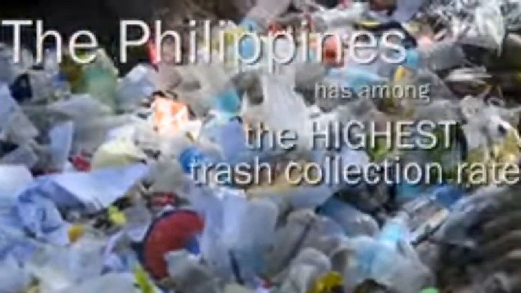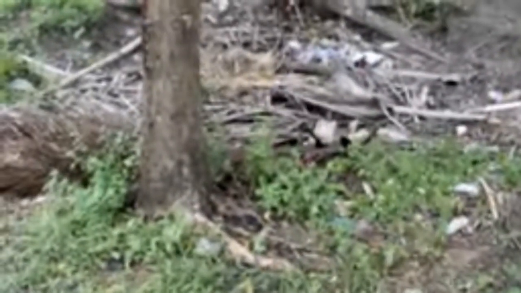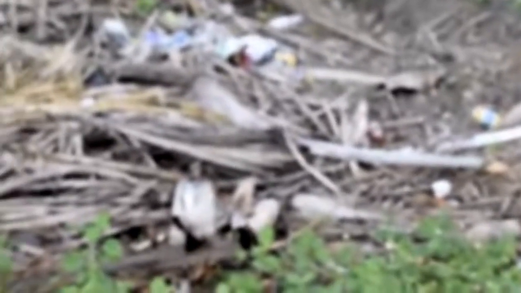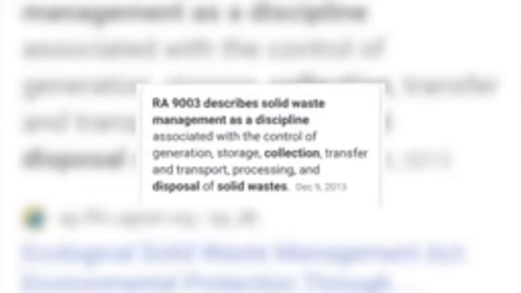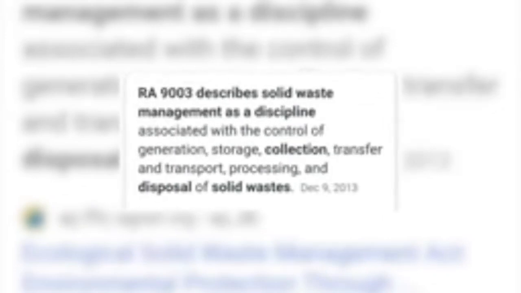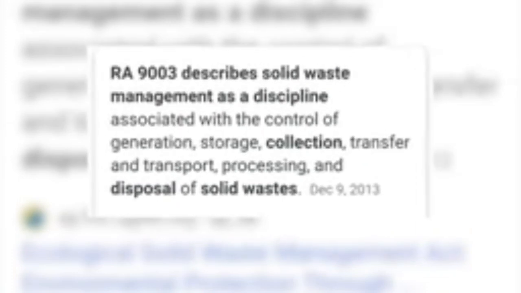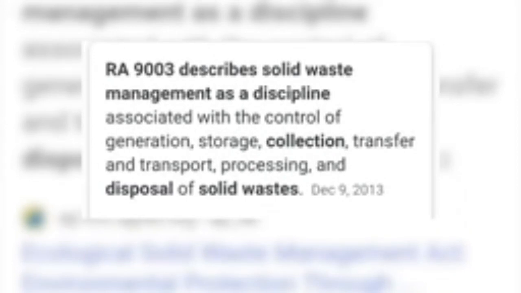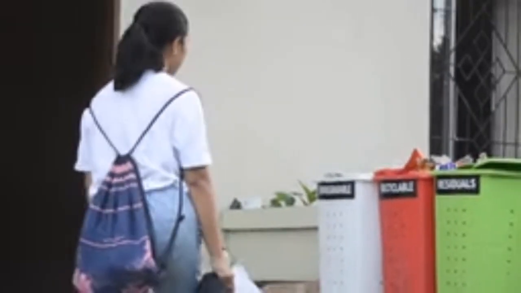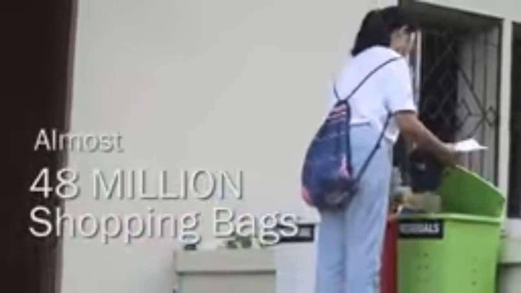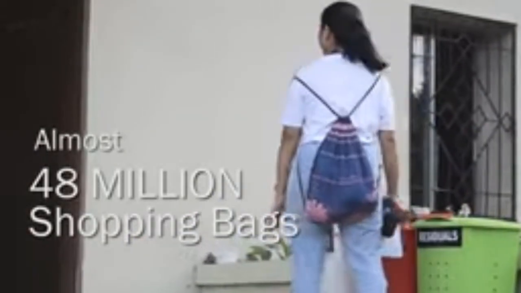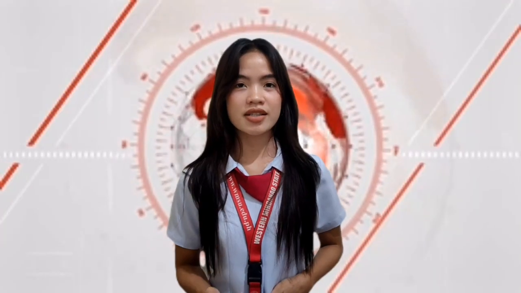The Philippines has among the highest trash collection rates in Southeast Asia, yet it's the world's third biggest source of plastic. The Ecological Solid Waste Management Act of 2000, or Republic Act 9003, describes solid waste management as a discipline associated with the control of generation, storage, collection, transfer, and transport, processing, and disposal of solid waste. It contains eye-popping figures. Every day, almost 48 million shopping bags are used throughout the Philippines, adding up to more than 17 billion a year.